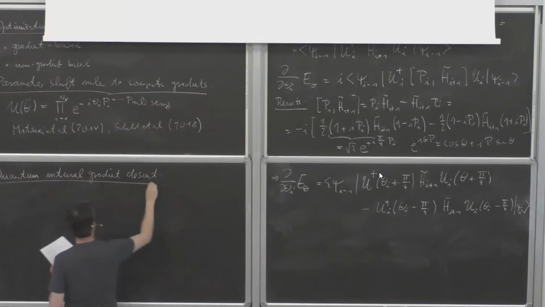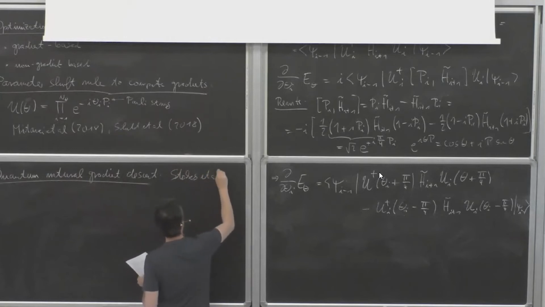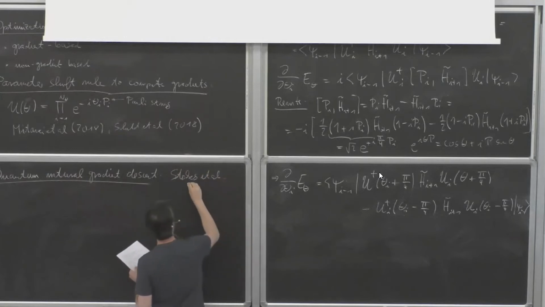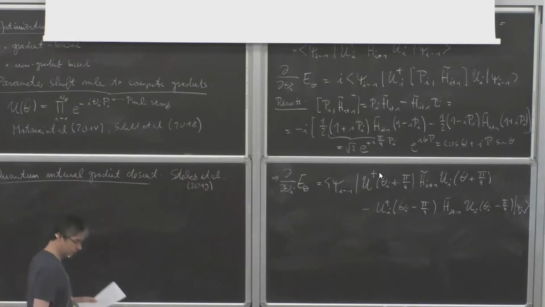So this was proposed by Stokes et al., Giuseppe Carleo, in 2019. So the idea is, when you're using vanilla gradient descent, your update rule. Actually, let me call this vanilla gradient descent.